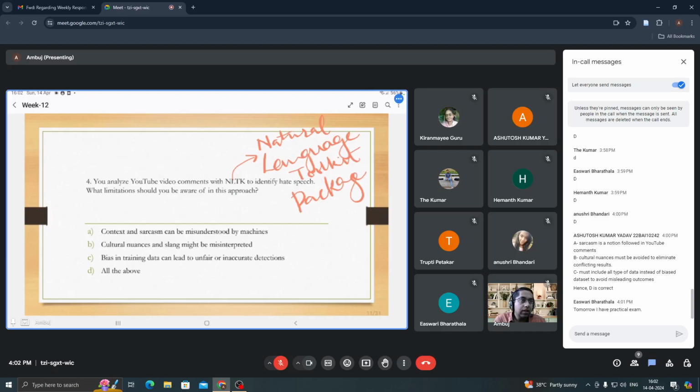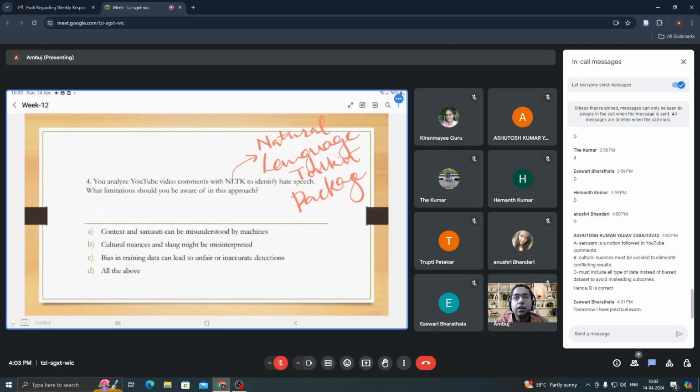Cultural nuances must be avoided to eliminate conflicting results. Definitely, this is the safe approach which I think is applicable in most places. And your option C was must include all types of data instead of a biased data set to avoid misleading outcomes. Yes, definitely. So Ashutosh, I am very happy that you have provided the correct explanation regarding each of the options.